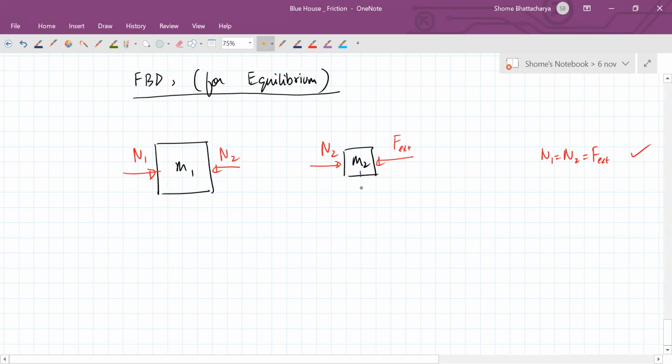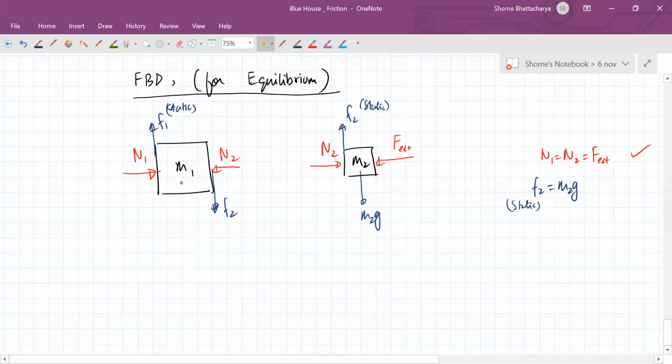Then since we are assuming equilibrium, this one's weight has to be balanced by some kind of static friction over here. So static friction F2 has to balance M2g. Okay, so this is static friction, and this one will apply an equal and opposite friction downwards on this. So some kind of static upward friction has to act on this from this side so that weight is balanced. So F1, which again has to be a sort of static friction, has to balance F2 plus M1g. So these are our equations.